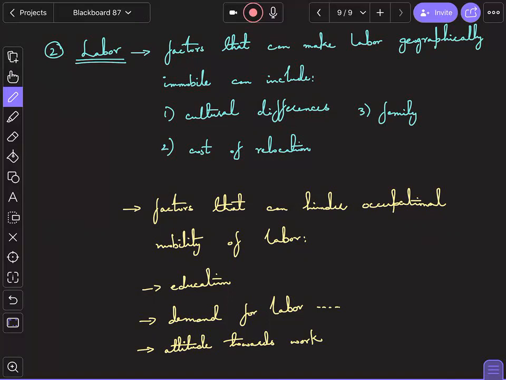Similarly, what is the demand for labor? If the demand for labor in that occupation or in that industry is low, then you won't earn much money in that occupation. And when you won't earn much money in that occupation, obviously you won't switch to that occupation.